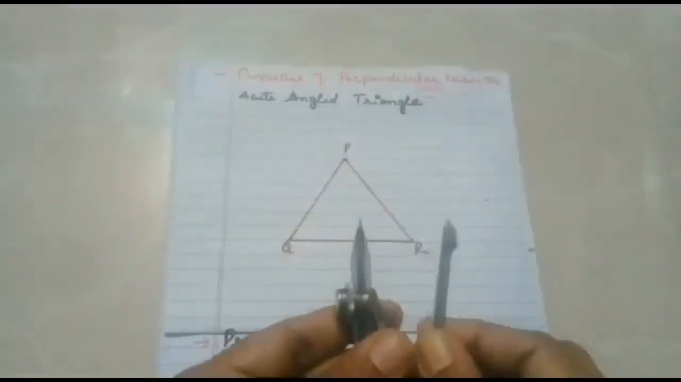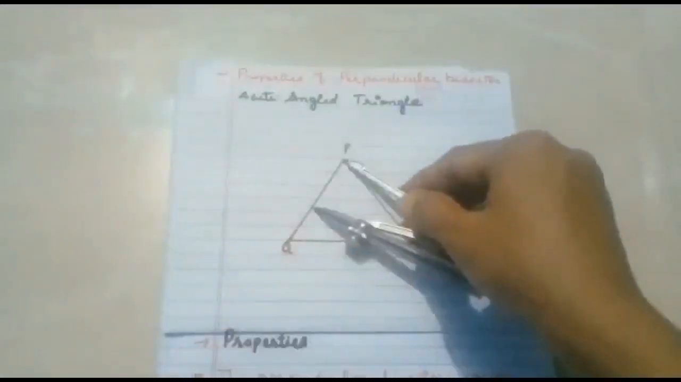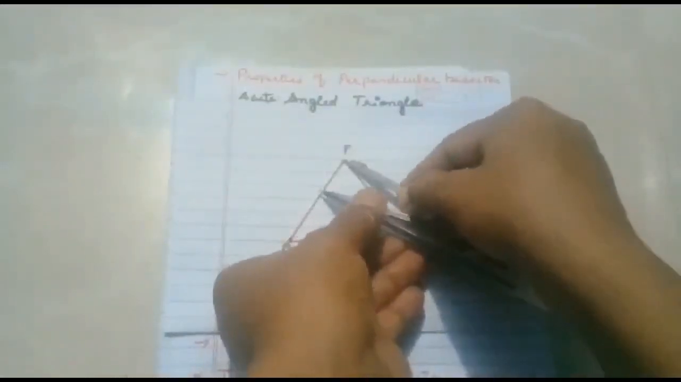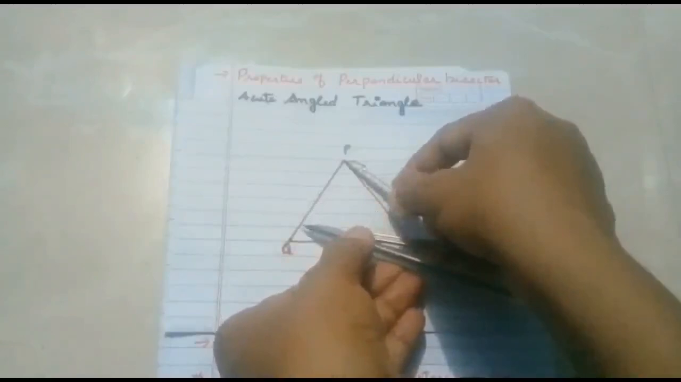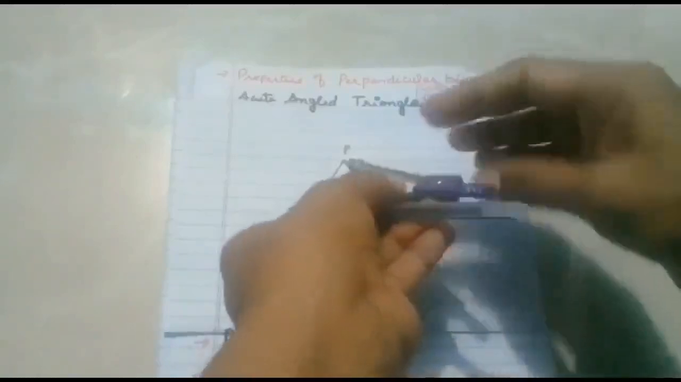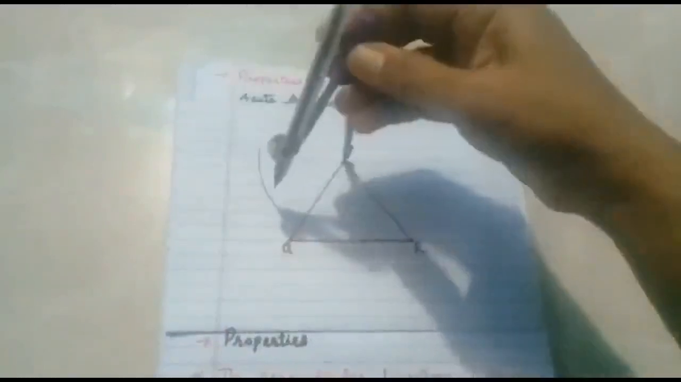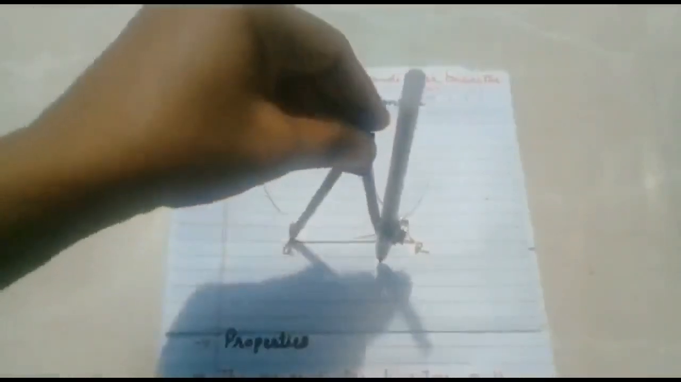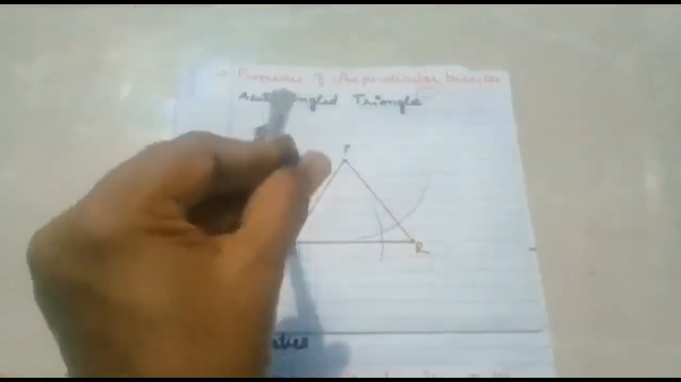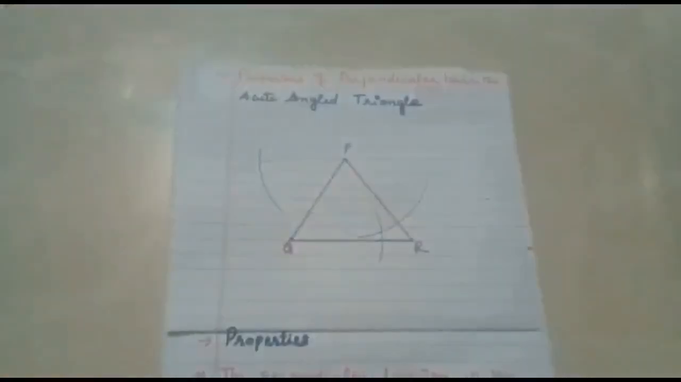So what we are going to do is take this compass and place it at point P, such a way that we extend the compass to more than half of PQ. Now this measures to be more than half of PQ. Now keeping at point P, you will draw an arc above the side PQ and below the side PQ. Now the same thing you will repeat with Q also. You will draw an arc above the side PQ and below the side PQ.